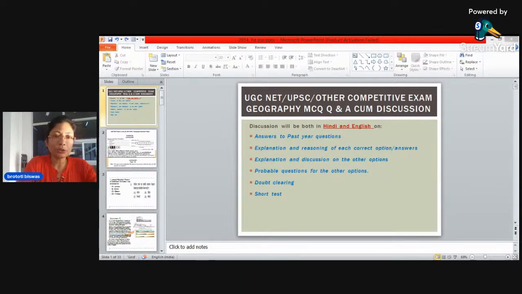What we are going to study today is the various geography MCQ questions and answers that come in our UGC NET, in UPSC, or other competitive exams. For today's lecture, it will be bilingual, both Hindi and English, because some of our Hindi speaking friends may also join in. Here we will be seeing the answers to past year questions. For today's lecture, I have taken a single year.